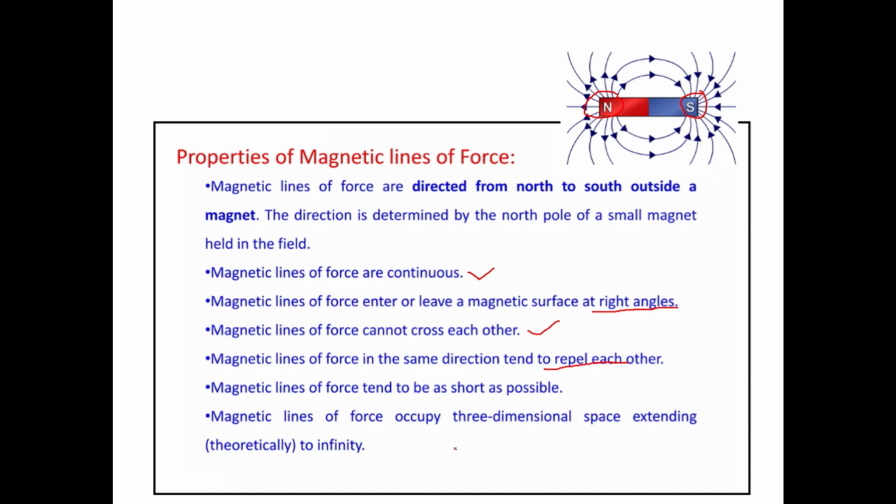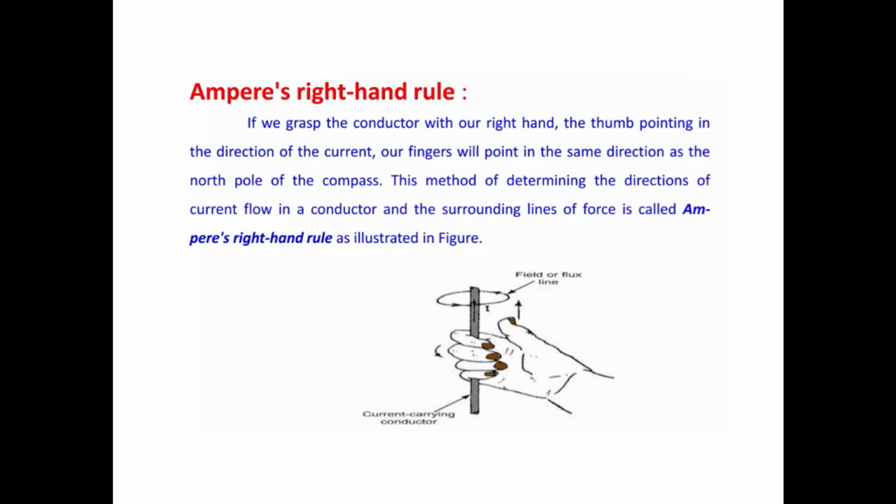Magnetic lines of force occupy three-dimensional space, extending to infinity. Ampere's right hand rule: if you grasp a conductor with your right hand, the thumb shows the direction of current.